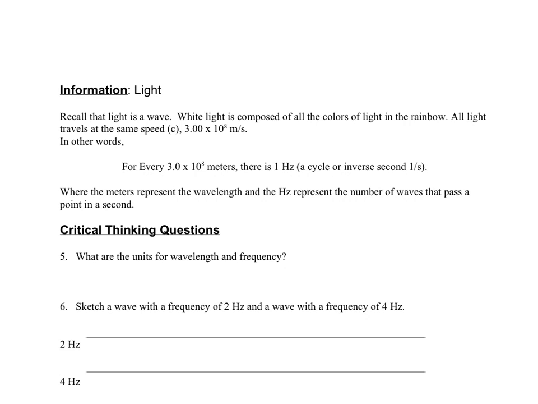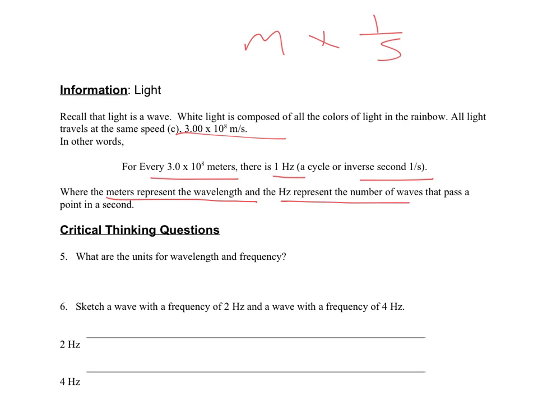White light is composed of all the colors of light in the rainbow. All light travels at the same speed, 3 times 10 to the 8th meters per second. So speed is a constant. We could say that for every 3 times 10 to the 8th meters, there is 1 hertz, which is an inverse second. So meters times 1 over seconds, where the meters represents the wavelength, and hertz represents the number of waves that pass through a point in a second. What are the units for wavelength and frequency? Well, wavelength is meters, and frequency is hertz.